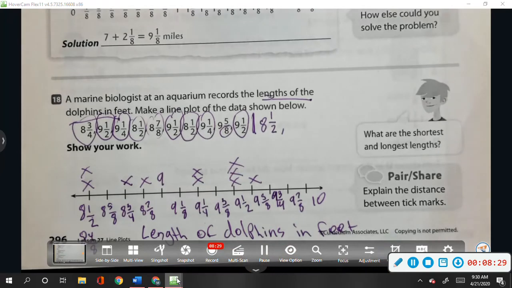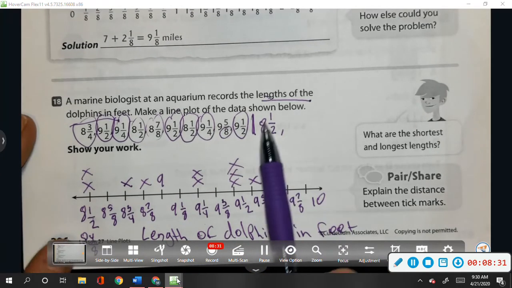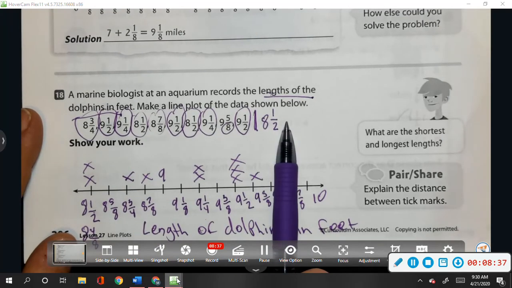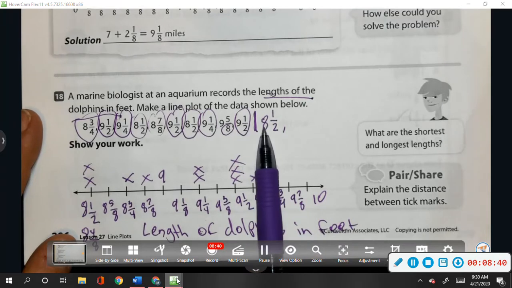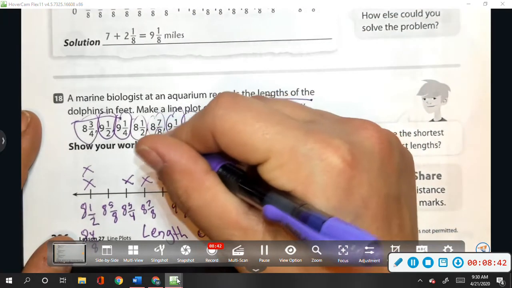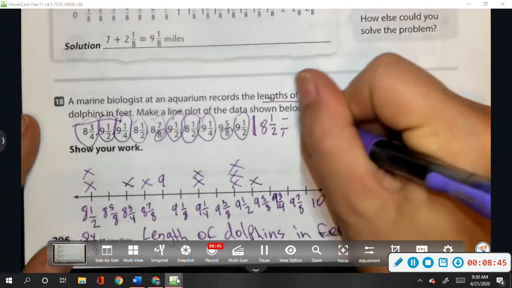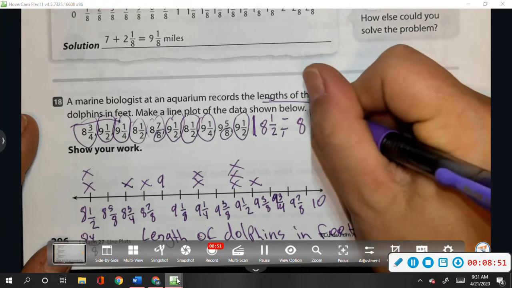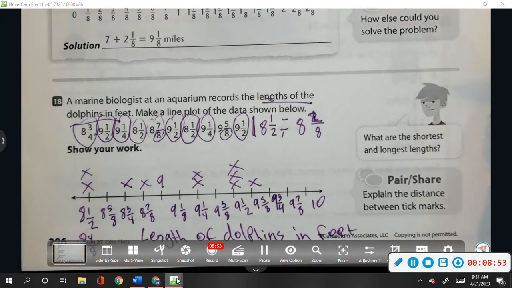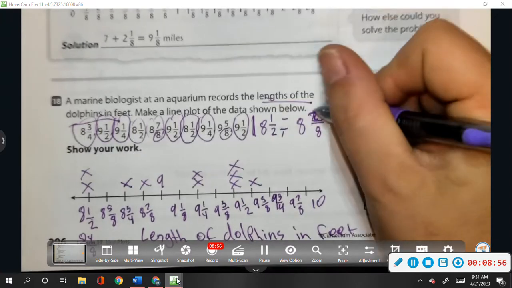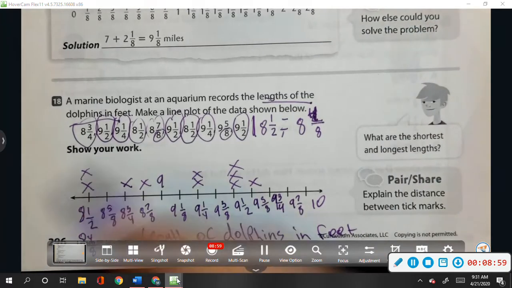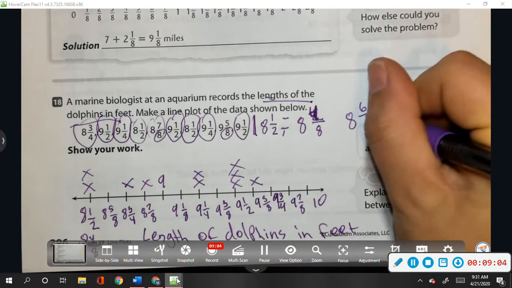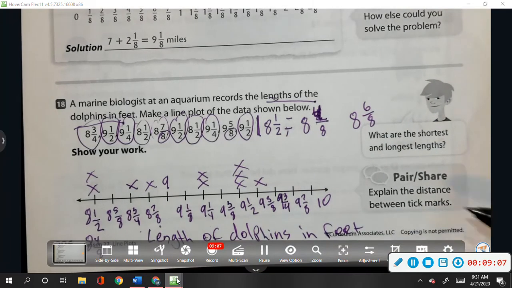Alright, so all I did was I started my line plot with my smallest unit, which was 8 1/2. I knew 8 1/2 was going to be my smallest unit, because if I were to change it in eighths, it would equal 8 and 4/8. I knew that 8 3/4 was going to be the same as 8 6/8. That's why it's over here by the 8 7/8.